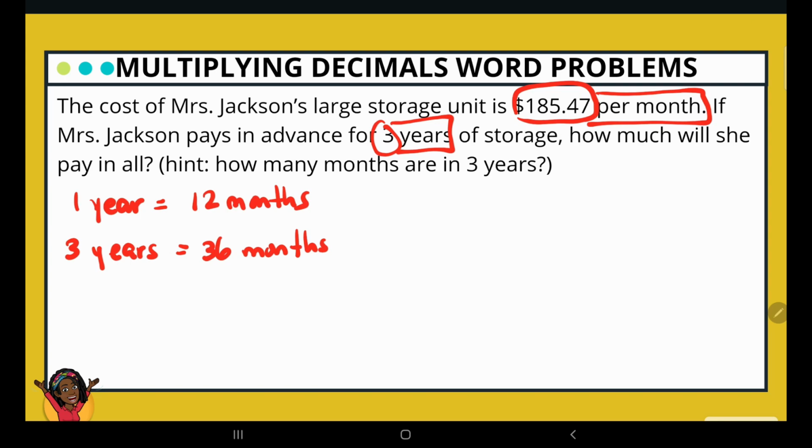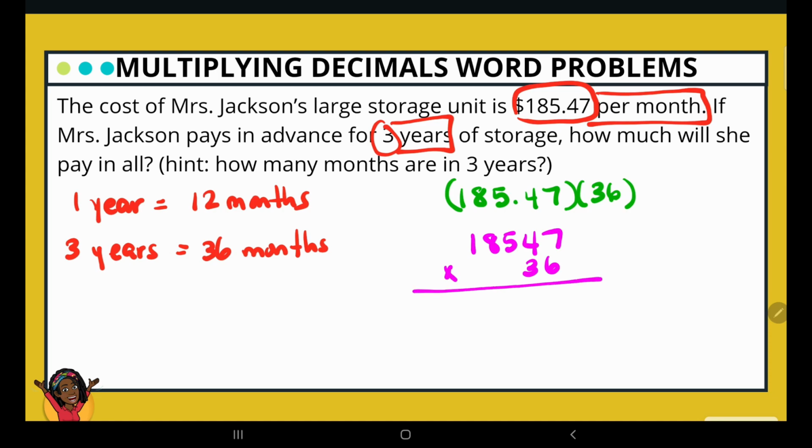So now to find out how much Mrs. Jackson will pay in all for those 3 years, we need to multiply her monthly cost of $185.47 times 36. Now we're going to set this up without the decimal. So 18547 times 36. And let's go ahead and work through those numbers.